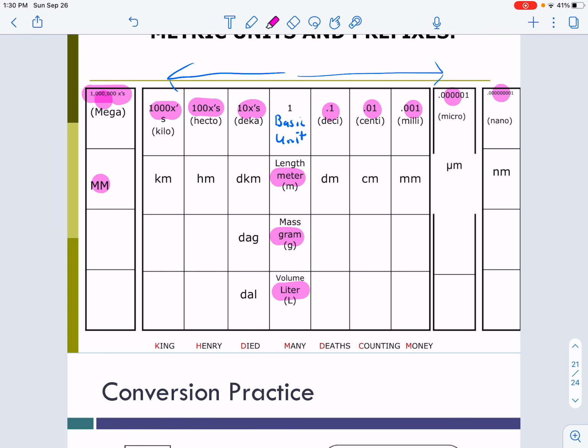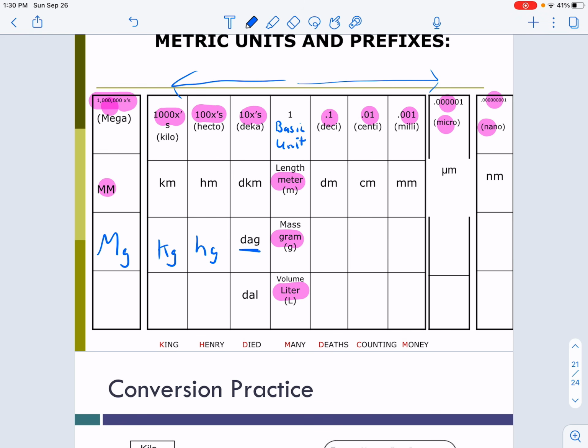Why do we deal with such small amounts? Remember, atoms are super, super small. And so we quite often will use nano and micrometers when we talk about the very small parts of atoms. Okay, so let's go ahead and fill it in for gram. We use exactly the same prefixes. We have a megagram, a kilogram, a hectogram, a decigram is DAG. Sorry, a decagram is DAG.